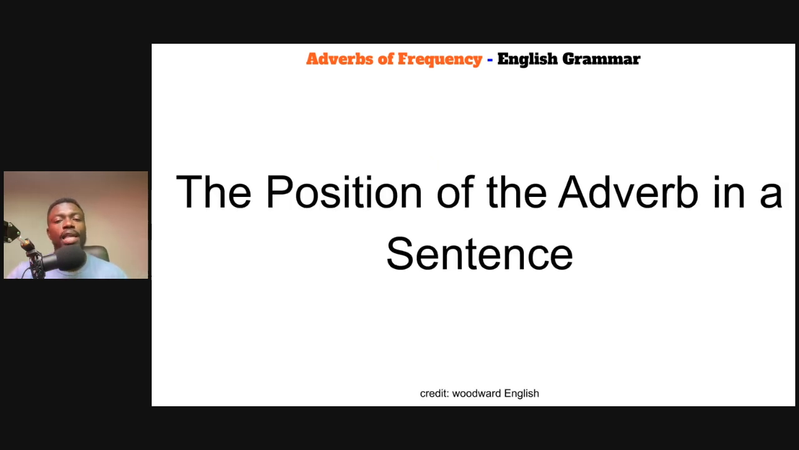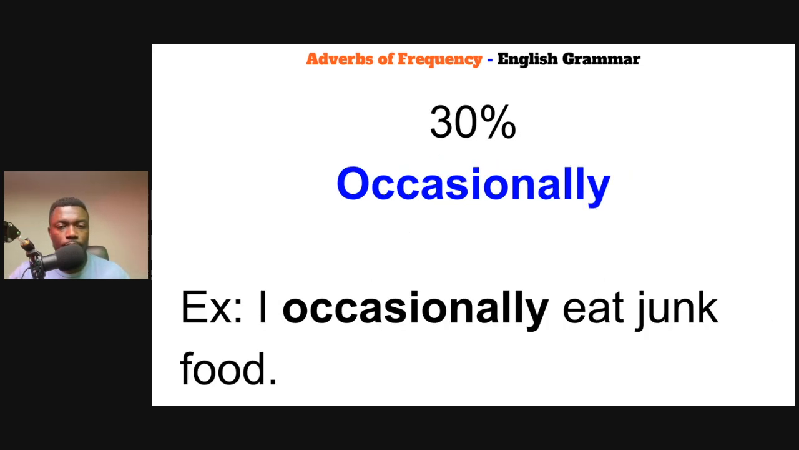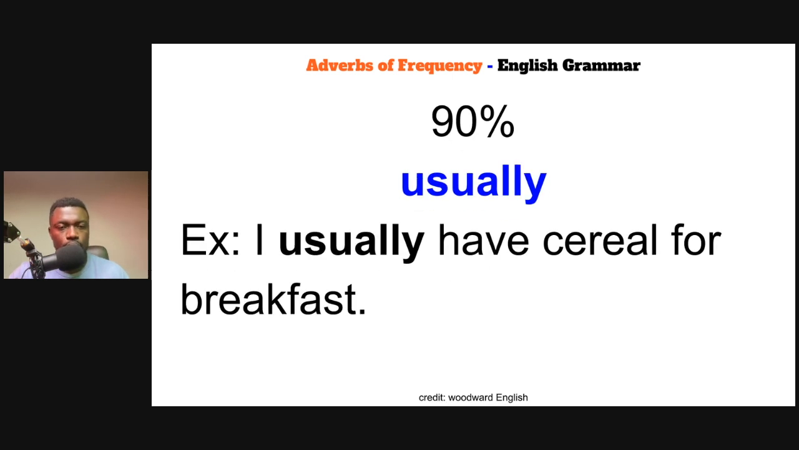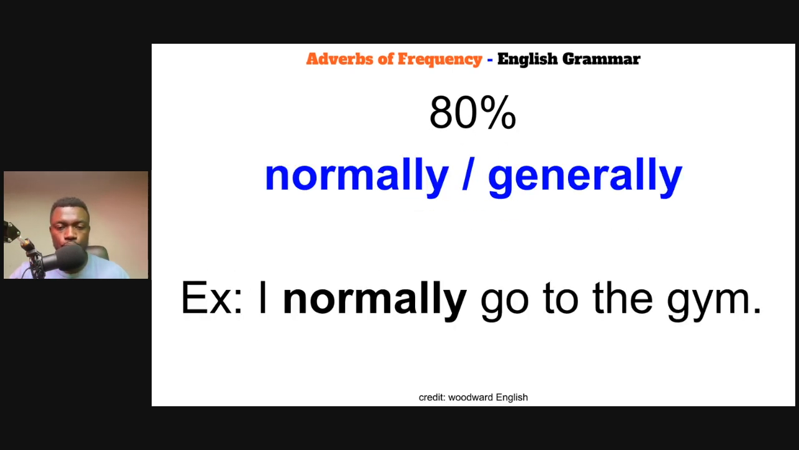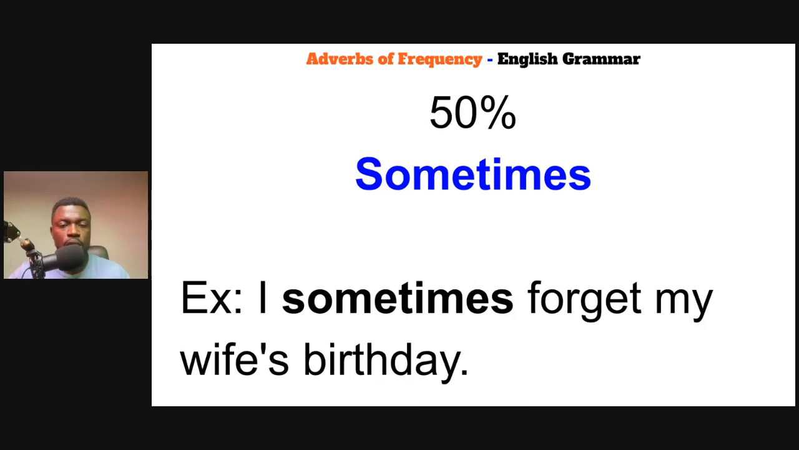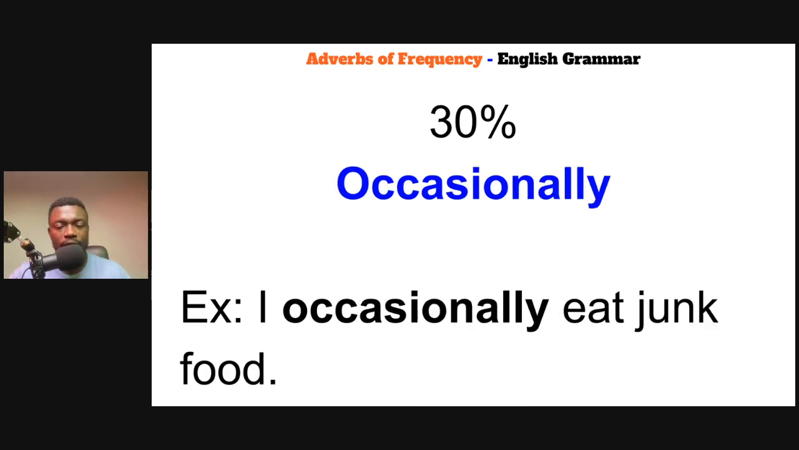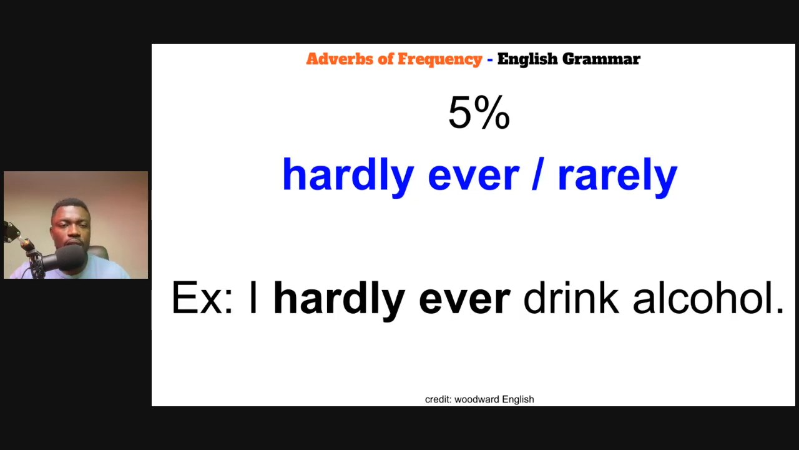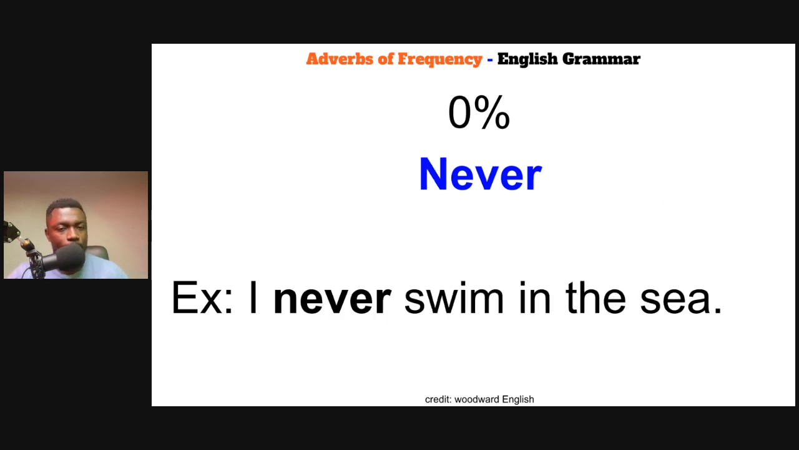Voilà tous les adverbes, une bonne révision. Always, tout le temps. Usually, normally, generally, souvent, 80%. Often, frequently, souvent. Et puis sometimes, parfois, occasionally, occasionnellement, 30%, pas trop souvent. Seldom, vraiment rarement. Hardly ever, presque pas faire, peut-être une fois. And then never, c'est jamais. Okay? All right.